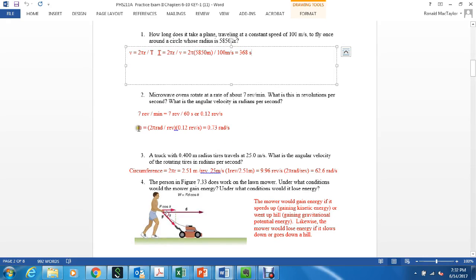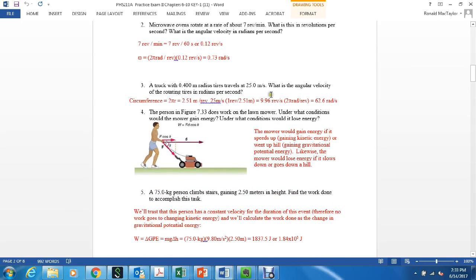And then, if we want to get omega in radians per second, we have to know how many radians per revolution. So there's 2 pi radians in each revolution. There's 0.12 revolutions per second. Revolutions cancel, and you wind up with 0.73 radians per second. All right, another question that we've seen before on a quiz.